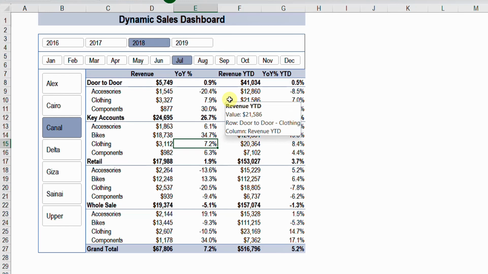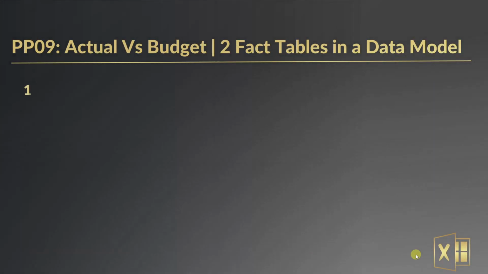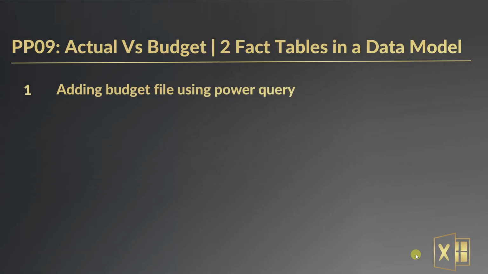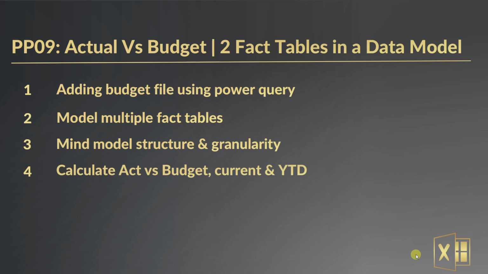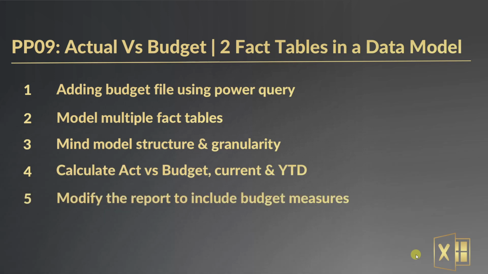At the beginning, we are going to see how we can add budget files using Power Query to the same model. And then we are going to see how we can handle multiple fact tables inside the same model. And then we are going to discuss the structure of the model and the granularity of the data, followed by the calculation of actual versus budget measures. And then we are going to modify the report to include the new calculated measures. And finally, we are going to add more budget years.